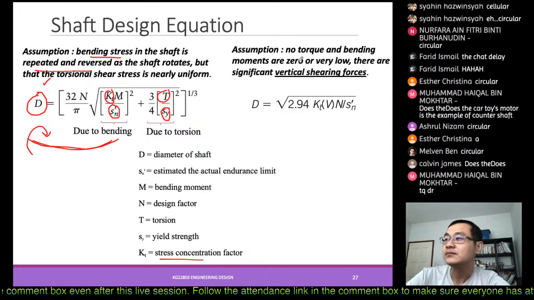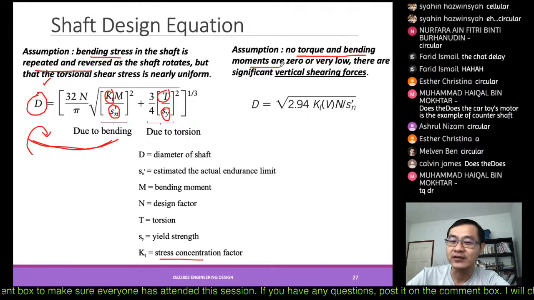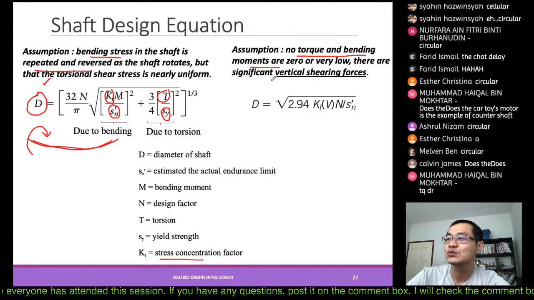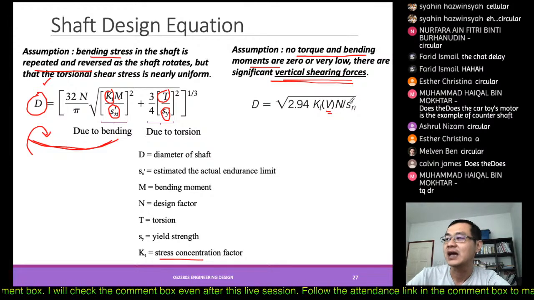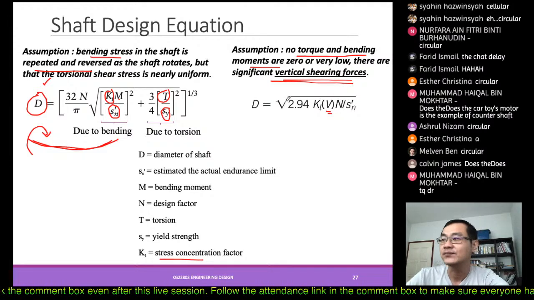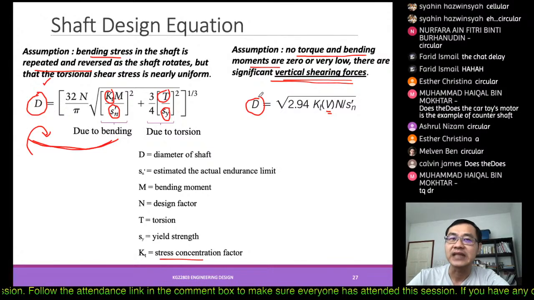Whereas for another condition where there is no torque and bending moment, or it can be very low, but there is a very high shear force, in this case we only take into account the shear force, V itself. The other parameters are the same. Again, we can identify the suitable diameter for the shaft.